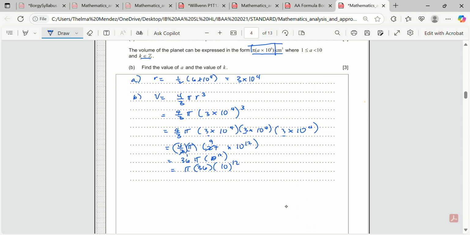But we have to write this in this format. So it's the same as pi times 3.6 times 10 to the... If we divide this by 10, we must multiply the other side by 10. So 10 to the 13th power. Therefore, based on this one, this is our A and that's our K. So A equals 3.6 and K is equal to 13.